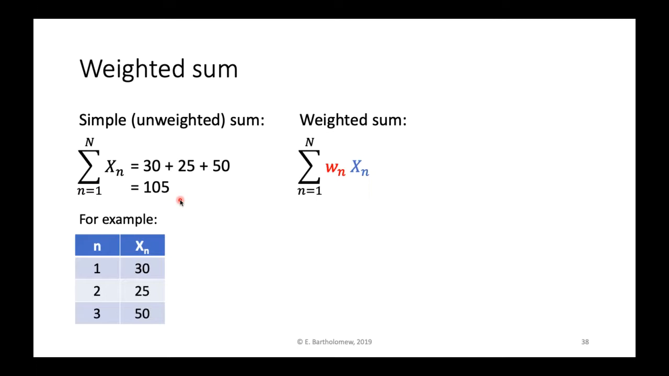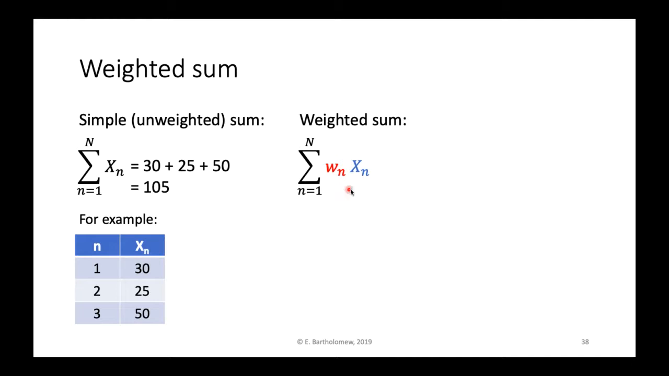But the weighted sum is a little more complicated, but also very important. And so here what we're doing is taking some variable wn and multiplying it by xn. And there could actually be more than one variable here, but we'll just look at two.